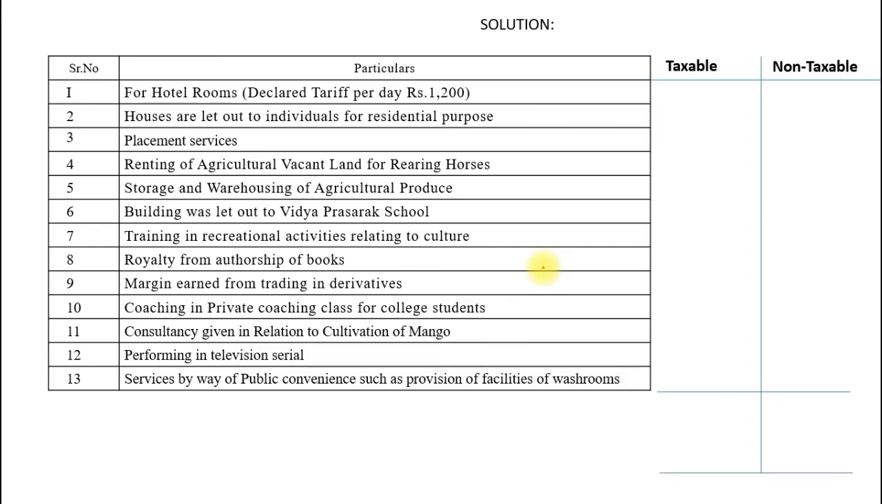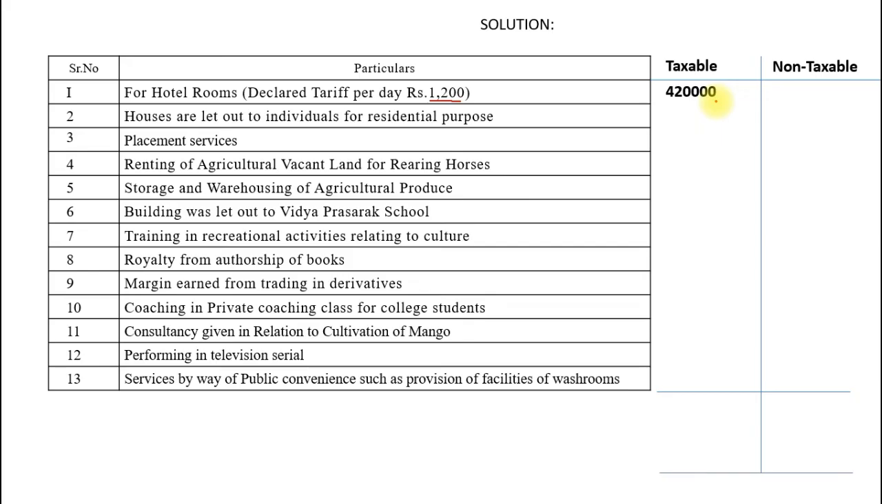First, hotel rooms, declared tariff per day is 1200. As I told you, the rule is if the tariff of a room of a hotel or a lodge or anything is less than 1000, you don't have to pay tax. If it is more than 1000, then it will be purely taxable. So for the hotel room where the tariff is 1200 per day, it is fully taxable. Whatever amount is given in the question, that full amount will come under the taxable column. No calculation there. You just have to put the amount under taxable or non-taxable.